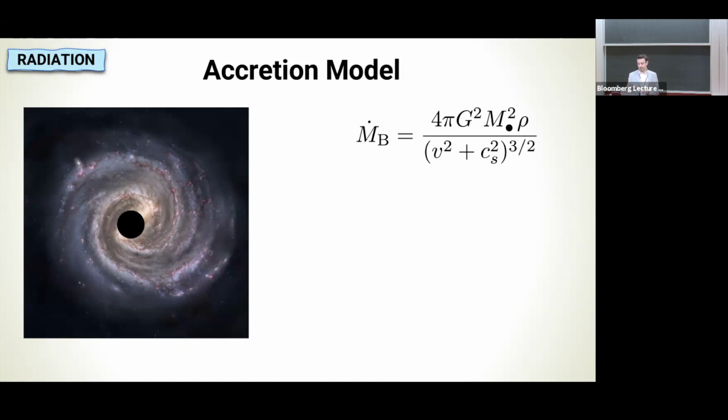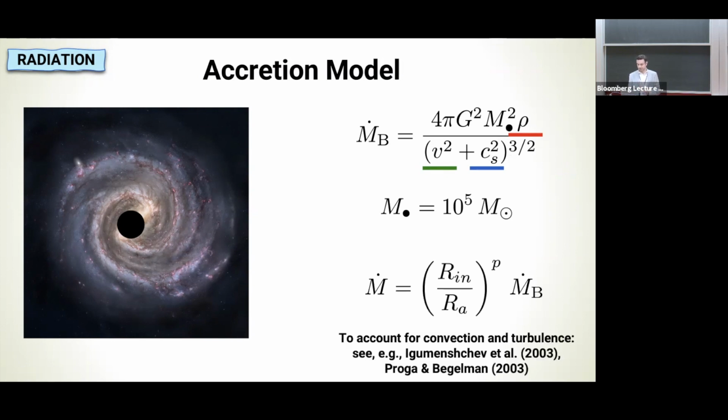So we used the classic Bondi accretion model, and in particular the parameters that were changing, the variables, are the density of the interstellar medium, the velocity of the IMBH with respect to the interstellar medium, and the sound speed of the interstellar medium. For this particular project, we assume that the black hole mass is fixed, about 10^5 solar masses. We also consider some correction to the classic Bondi model to take into account convection and turbulence.